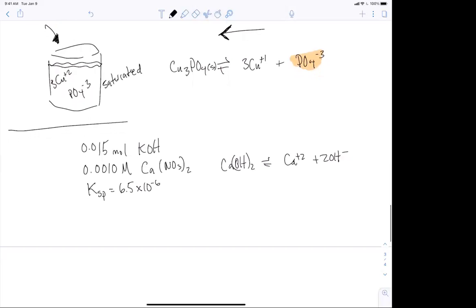All right, let's see. So which of the following is a solution is unsaturated? Let me see if I can expand this window out. Yeah, there we go. Nope.